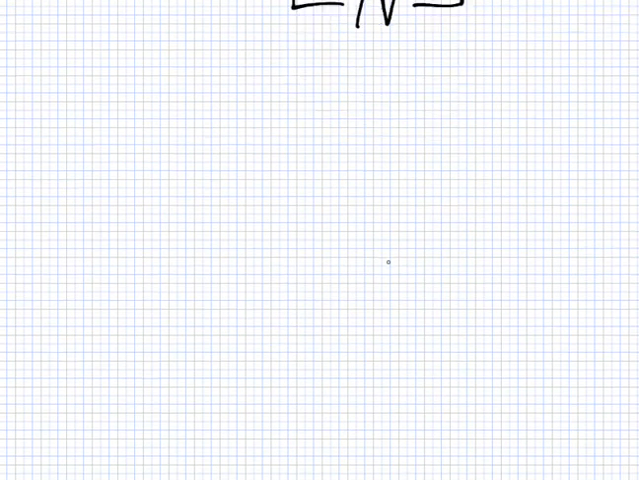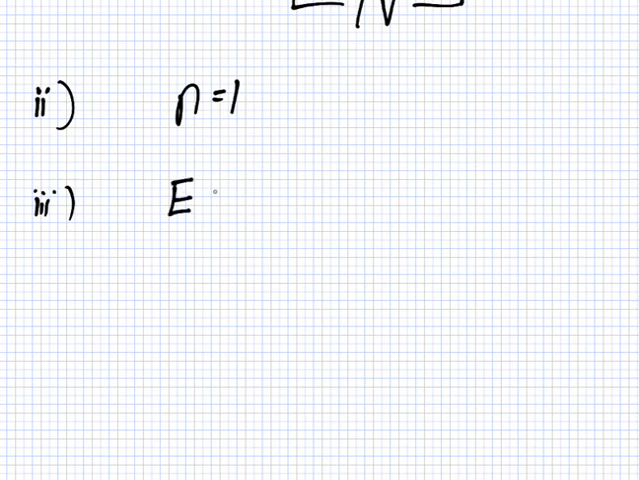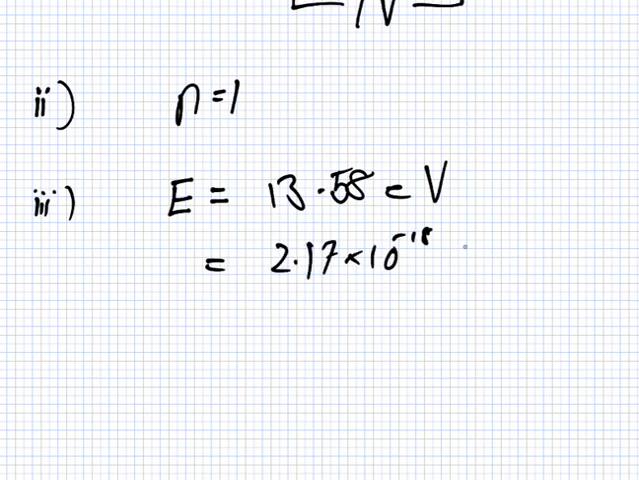Do you have this one? Yeah. Okay. Which energy level is the electron most likely to be found? I think you know the answer to that, what is it? Yeah. State the minimum amount of energy to ionize the electron. Answer? Yeah, 13.58 electron volts, which is what, Ibrahim? Joules.